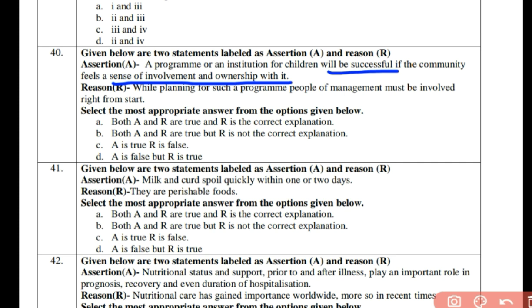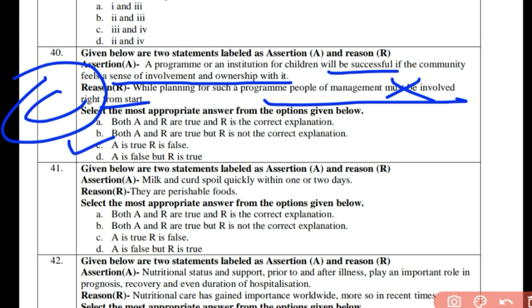Next, the reason: while planning for such a program, people of management must be involved right from the start. I don't think so. If you have started planning, is it necessary that you have people from a management background right from the start? It could be any entrepreneur, it could be anybody with foresight. So, this is not right. And if it is not right, then the explanation can never be correct. So, the option here is C. A is true, but R is false. Clear? So, the answer is C for question number 40.